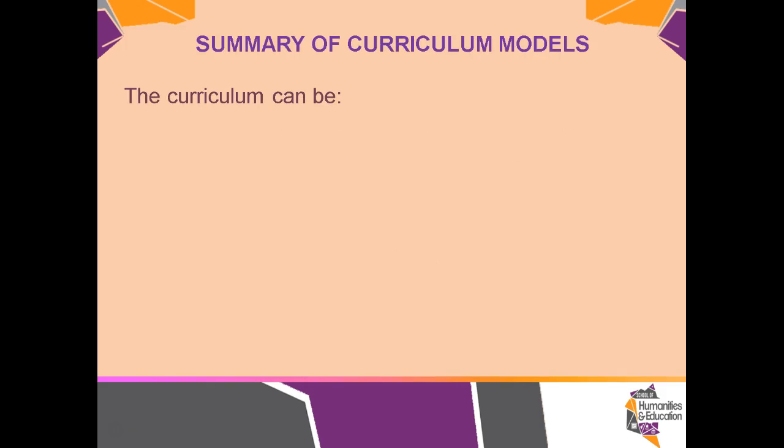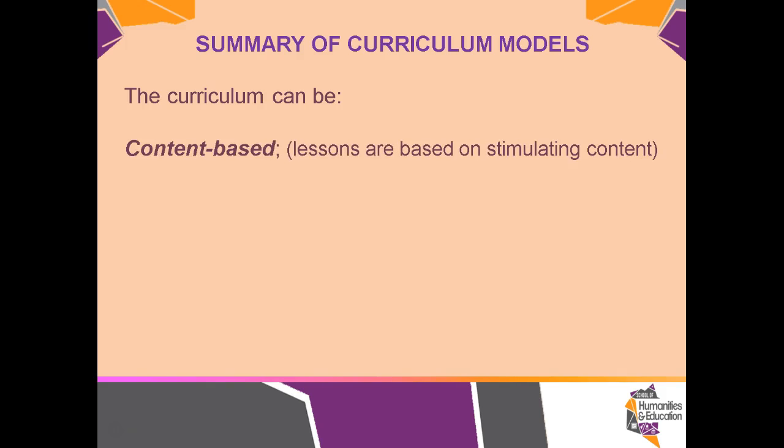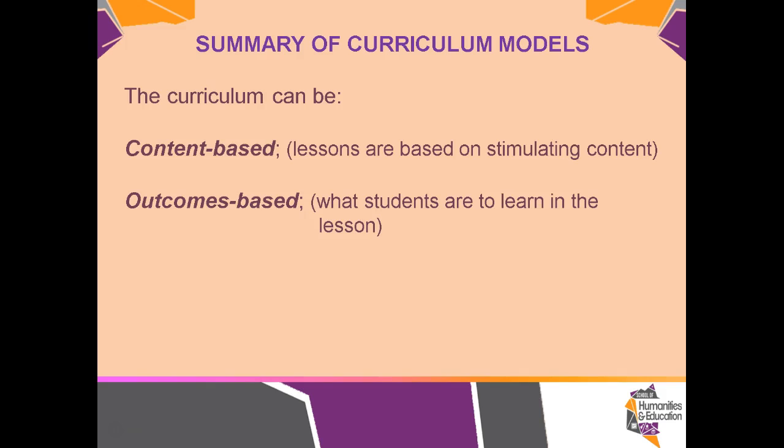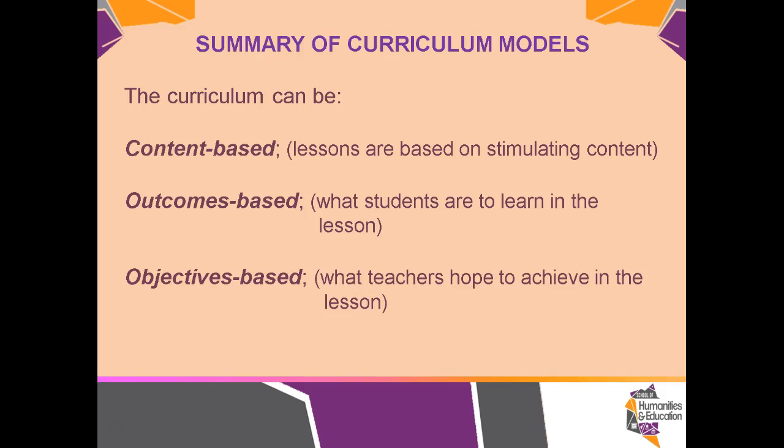So in summary, the summary of the curriculum models, the curriculum can be content-based. Lessons are based on stimulating content. Lessons can be outcome-based. What students have to learn in the lesson. Objective-based. What teachers hope to achieve in the lesson. So we realize that the objectives here are really for the teachers and not for the students.